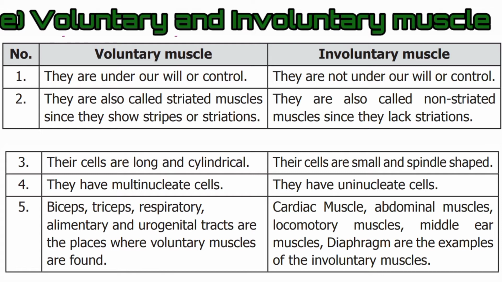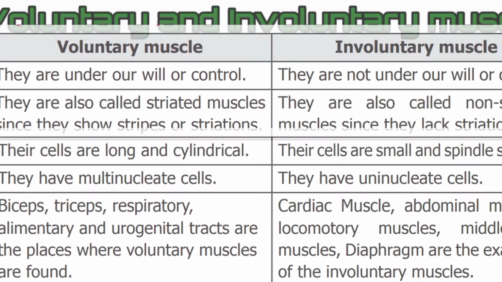Voluntary muscle, they have multinucleate cells. Involuntary muscle, they have uninucleate cells. Voluntary muscle, biceps, triceps, respiratory, alimentary and urogenital tracts are the places where voluntary muscles are found. Involuntary muscle, cardiac muscle, abdominal muscles, locomotory muscles, middle ear muscles, diaphragm are the examples of the involuntary muscles.